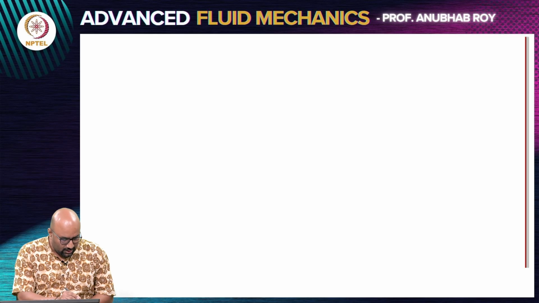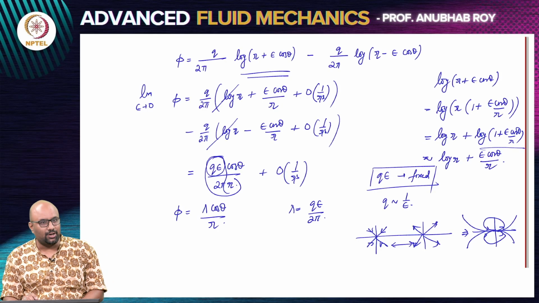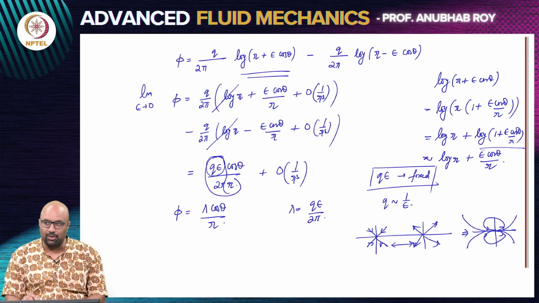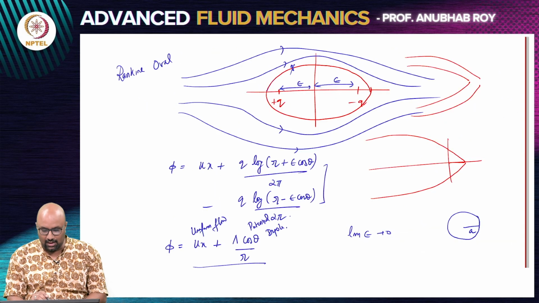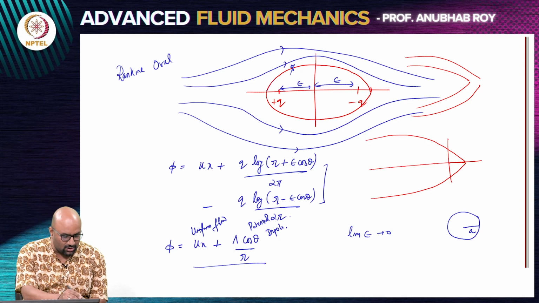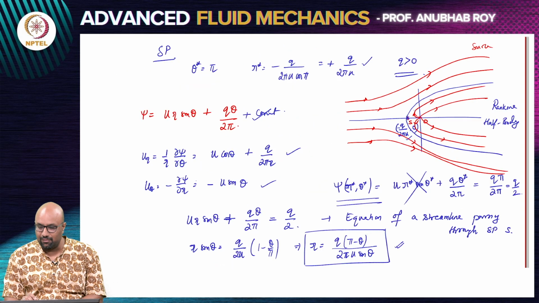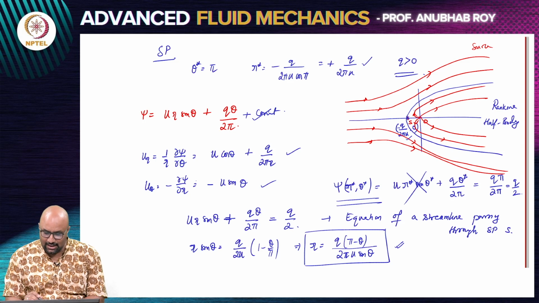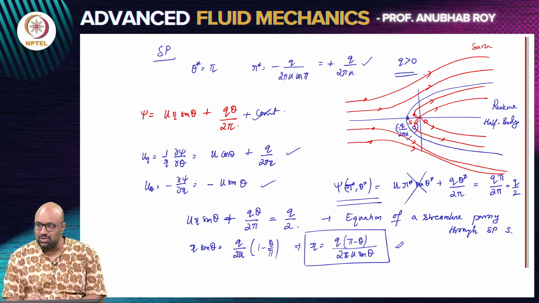So we continue with our lecture on potential flows, primarily trying to see how we can use superposition of potential flow solutions in order to understand flow around objects. What we saw in the last lecture was that we started with a superposition of a uniform flow and a source.